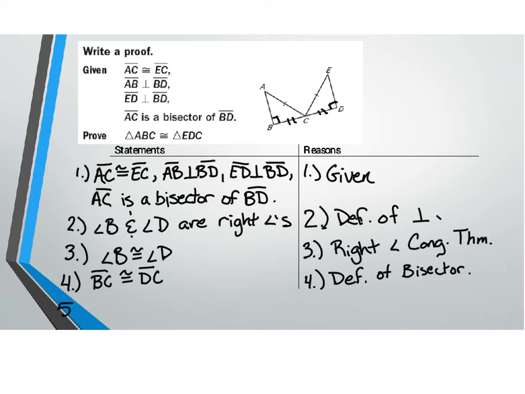Okay, and step 5. Now we're showing hypotenuse leg here, and we showed that these two triangles are right triangles, and we already know that the hypotenuse of each of them are congruent, and we also showed that one of the legs of each of the triangles are congruent to each other. So, by hypotenuse leg, these two triangles are congruent. So say ABC is congruent to triangle EDC. And that's going to be by the hypotenuse leg. Just say HL. And we're done.